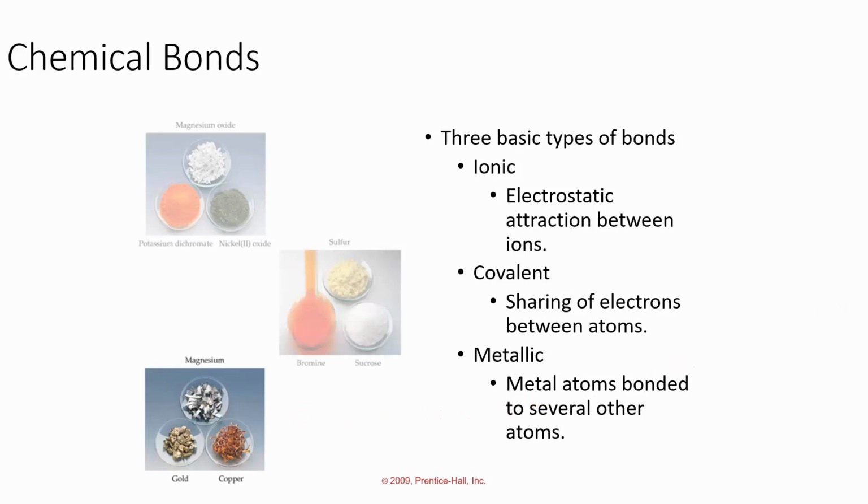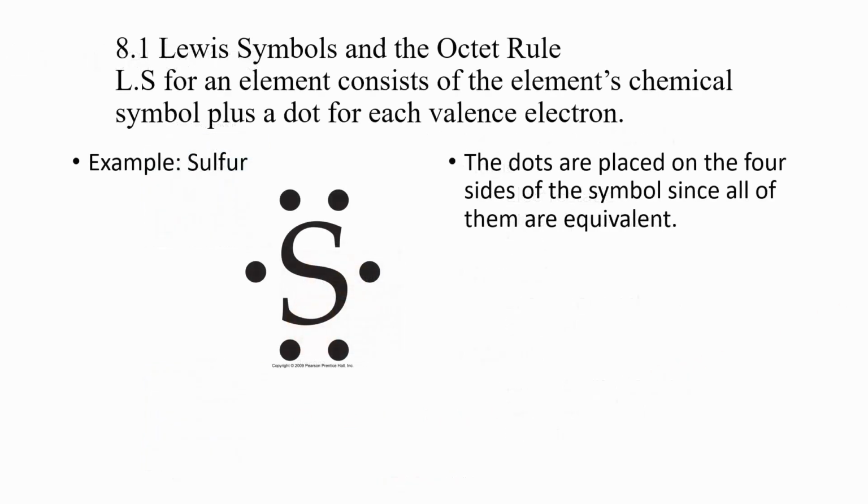Now, we come to section 1, Lewis symbols and the octet rule. The Lewis structure for an element consists of the element's chemical symbol plus a dot for each valence electron. Example, sulfur. As you studied in chapter 2 in the periodic table, sulfur is in group 6A, so it has 6 valence electrons.